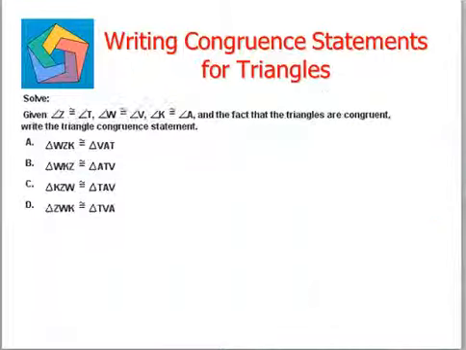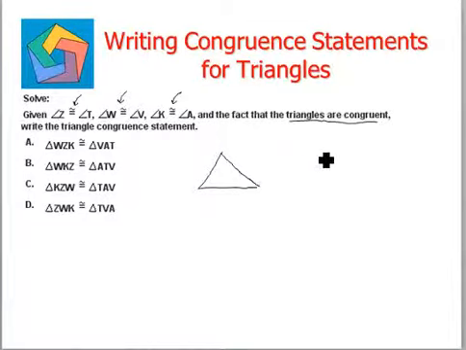Let's move on to the next question. Solve. Given angle Z is congruent to angle T, angle W is congruent to angle V, and angle K is congruent to angle A. And the fact that the triangles are congruent, write the triangle congruence statement. So we again draw two triangles, roughly looking congruent.